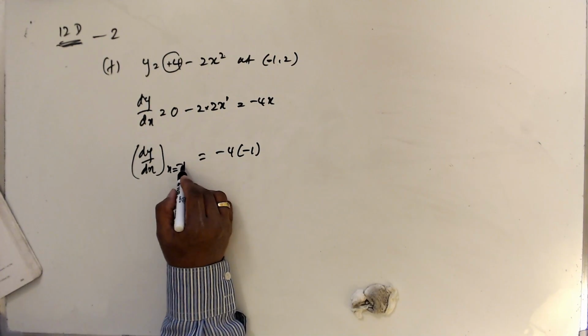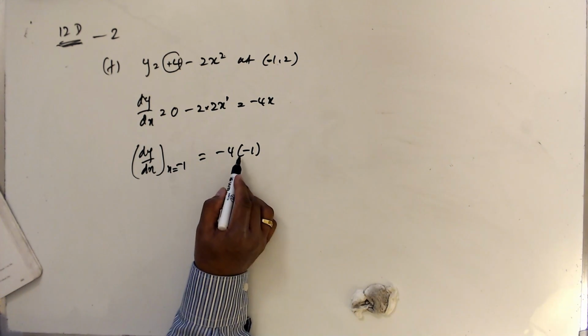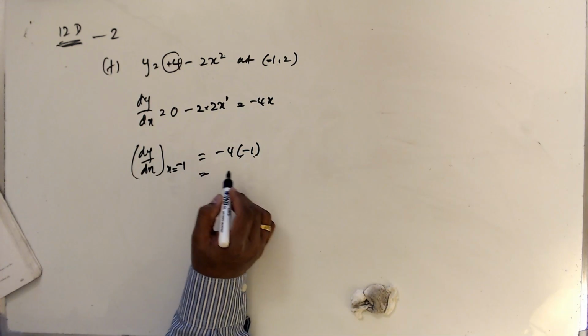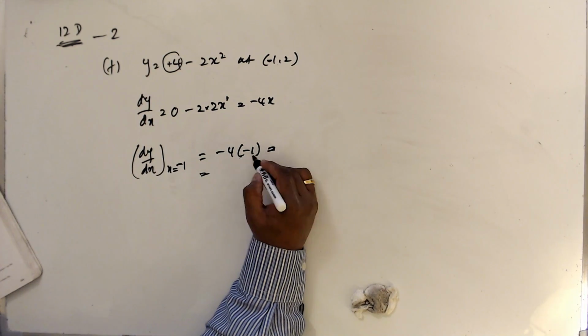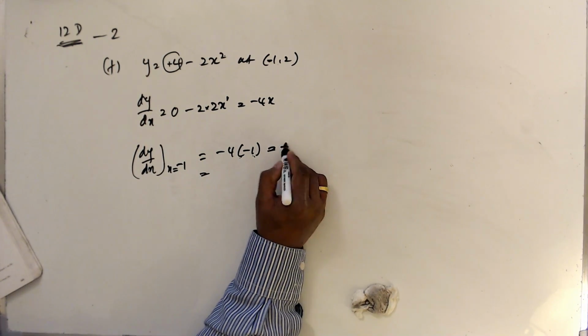Anyway, in mathematics, if you substitute a negative number, always make sure you write it in a bracket to be safe, right? So this is going to be 4 times 1, that is positive 4.